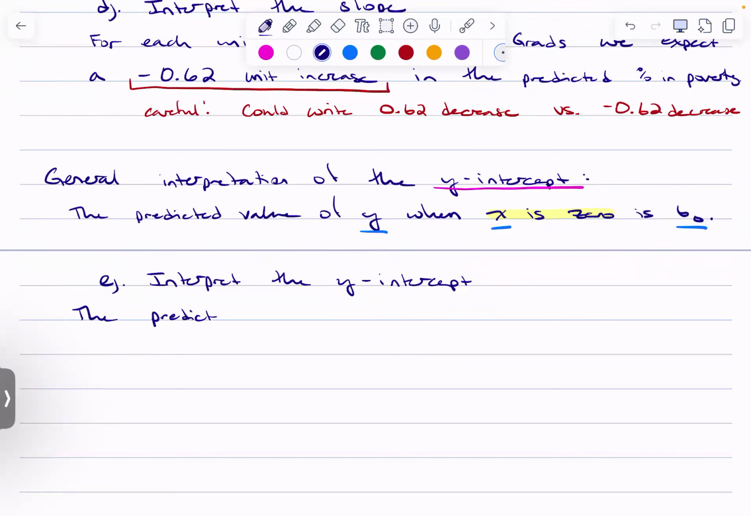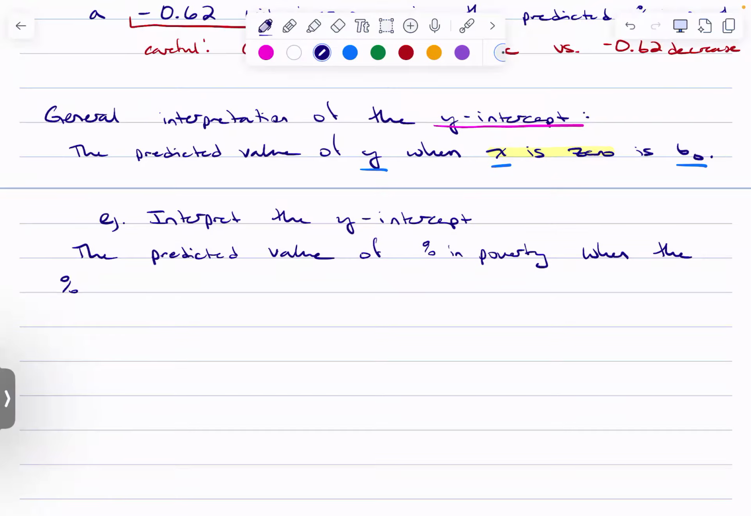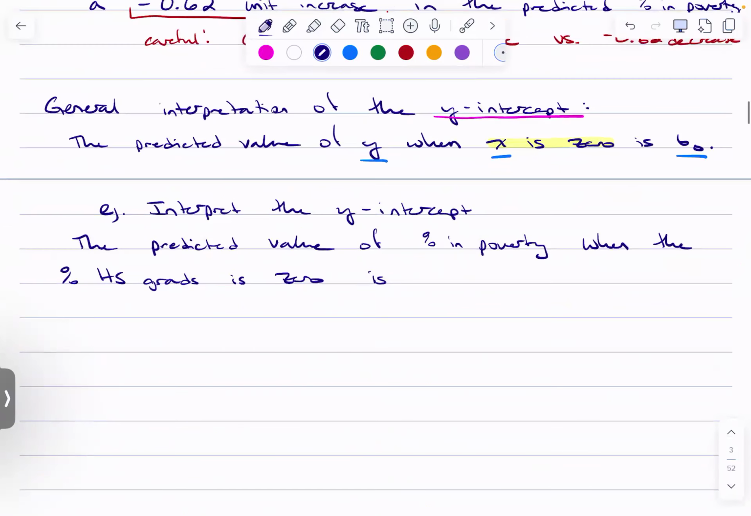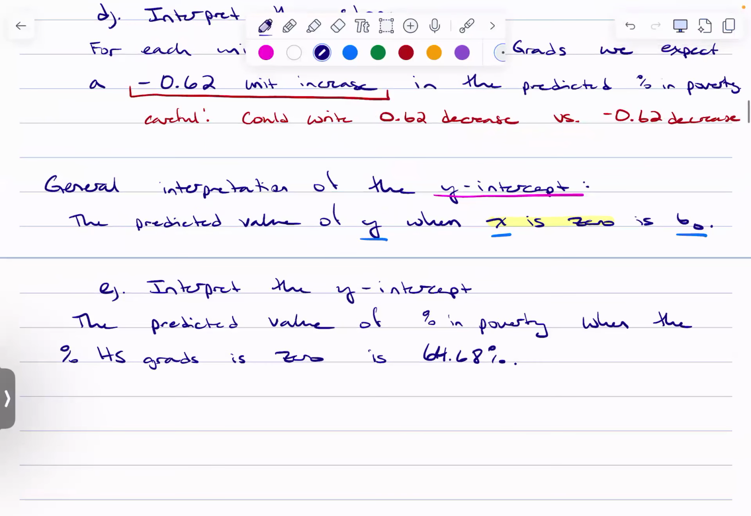The predicted value of percentage in poverty, which is your y value or variable, when the percentage of high school grads is 0, is B naught, which is 64.68%. If you don't put the percent on there, that's fine.